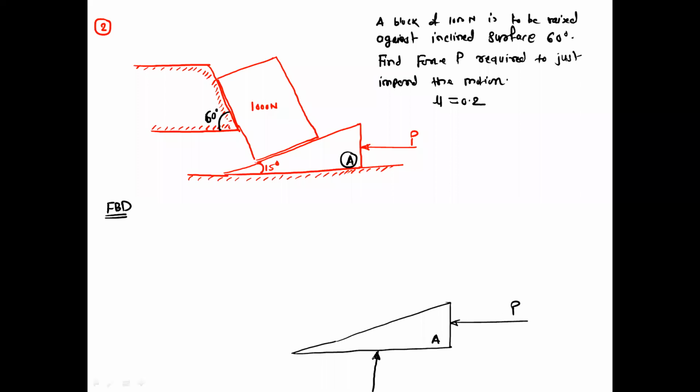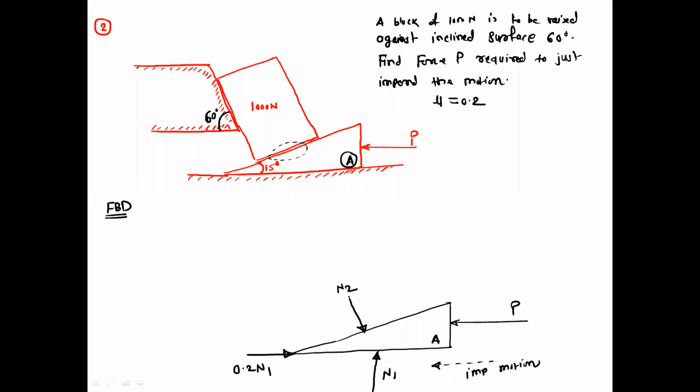This is normal reaction. So this is N1. As the impending motion is towards the left side, the friction force, it will act towards the right side. So this is equal to 0.2 into normal reaction N1. Then at this contact between wedge A and the block, there will be one fixed normal reaction. So take this as N2. Okay.